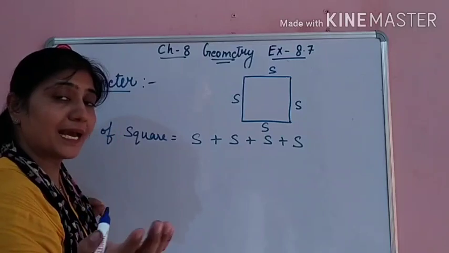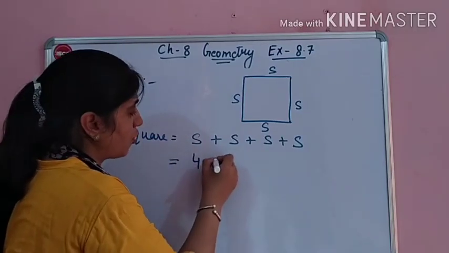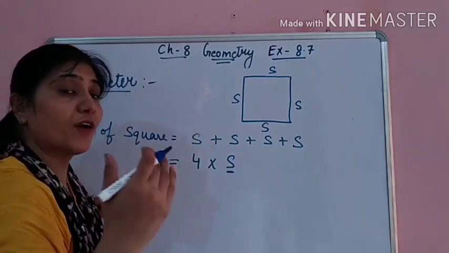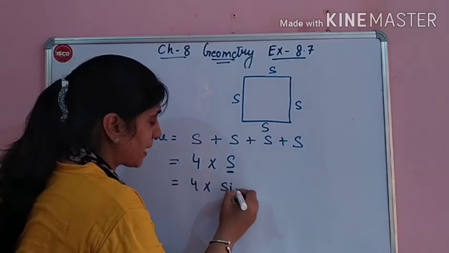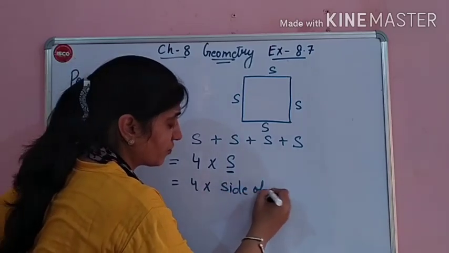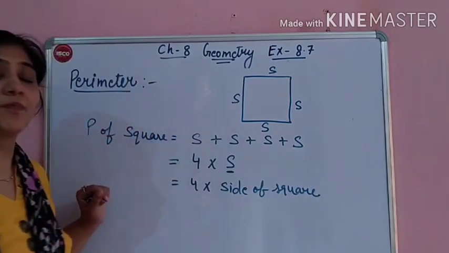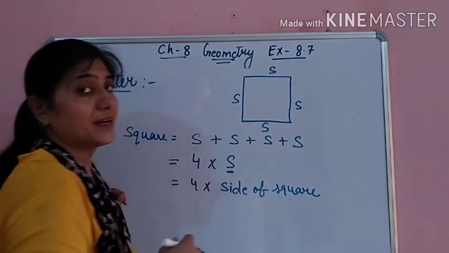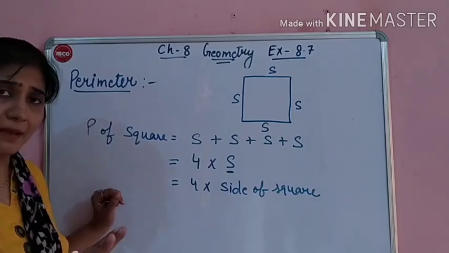How many times is S repeated? 4. So 4 multiply S. Here S is the side of a square, or simply you can say 4 multiply by side of square. This is the formula for finding the perimeter of a square, because when one side of a square is given, it means all sides are the same.